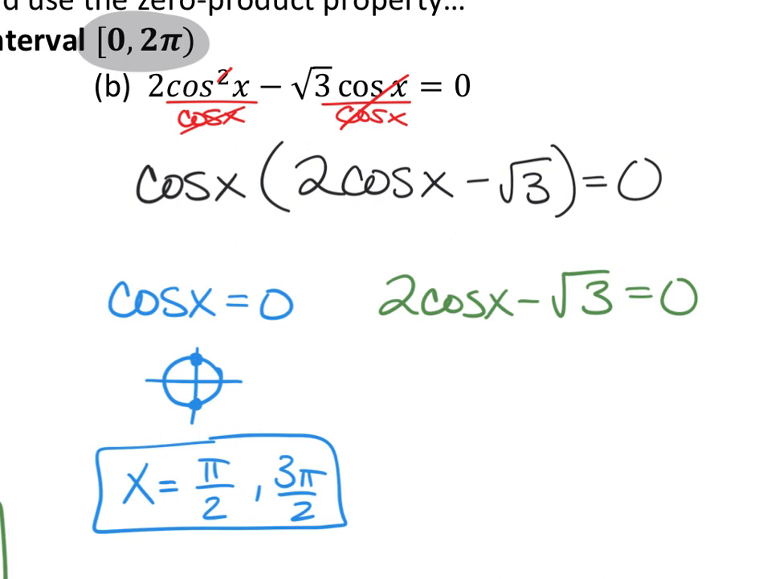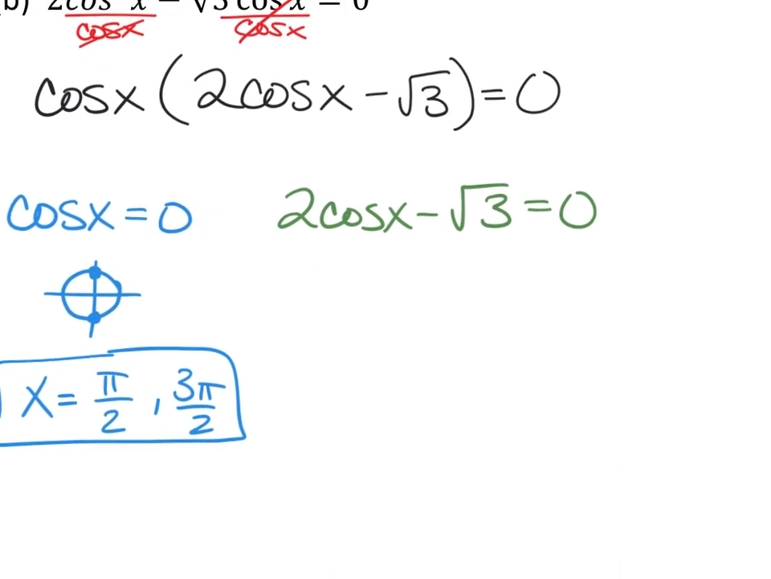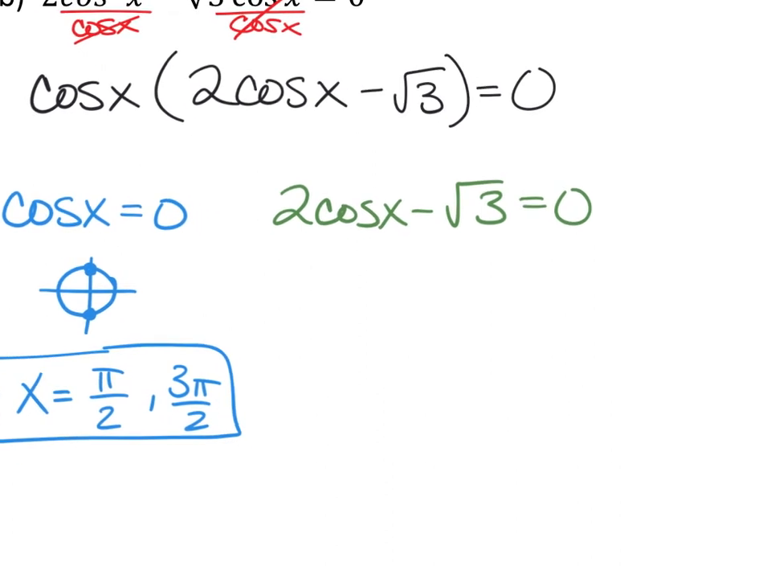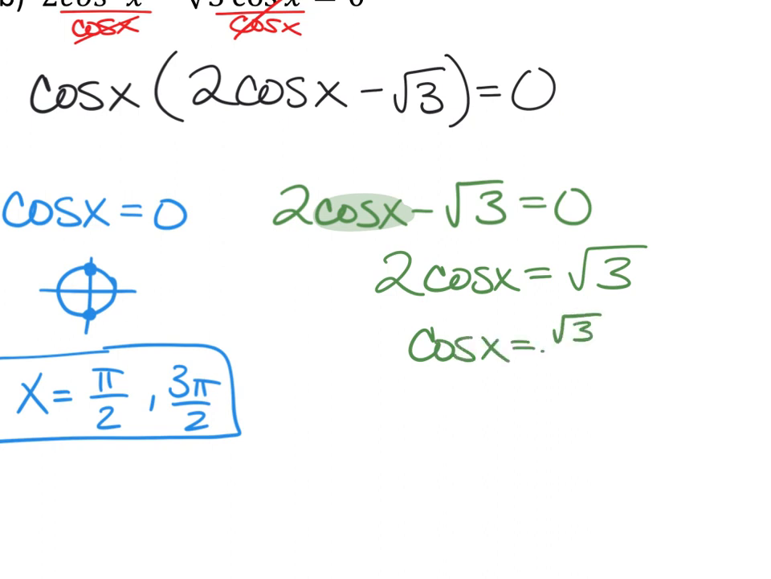But the other one's going to require some work because it's not set equal to 0 right away. Acting like it's just a regular algebra problem, if we want to isolate cosine of x first before we get to the x part, what would I do? We want to get rid of this first, adding square root of 3 to both sides. And then dividing by 2. Okay, so we have cosine of x equals square root 3 over 2.